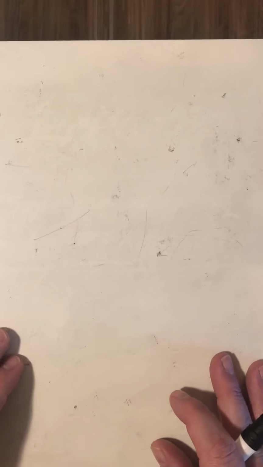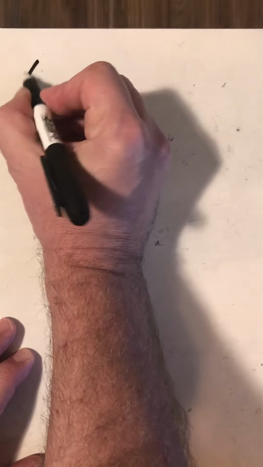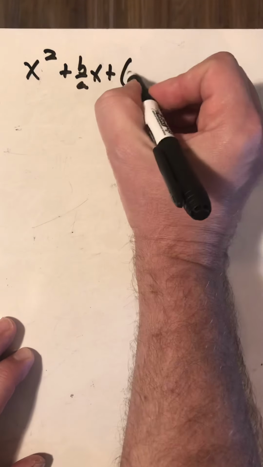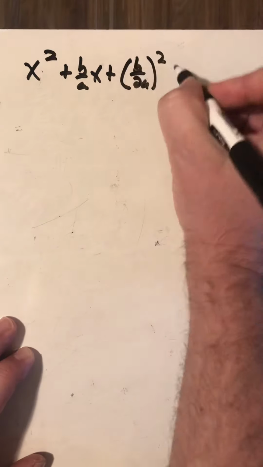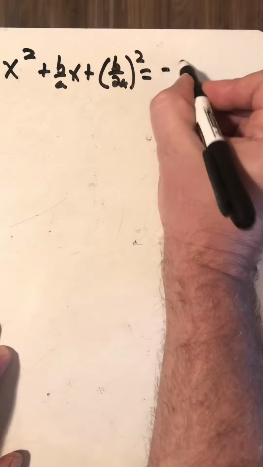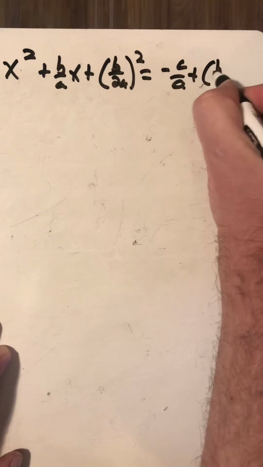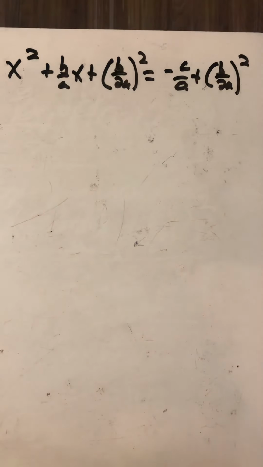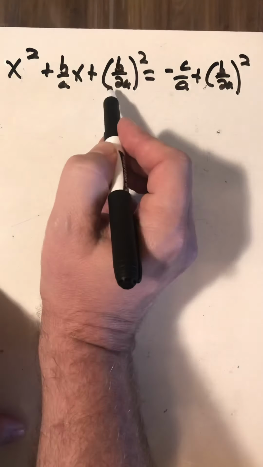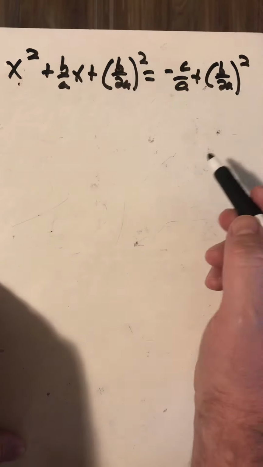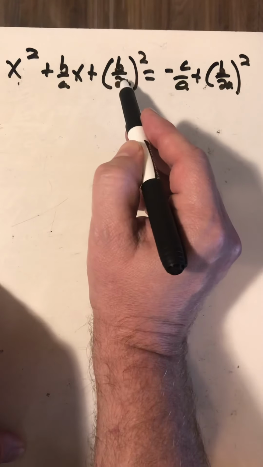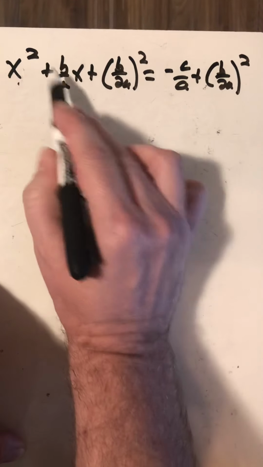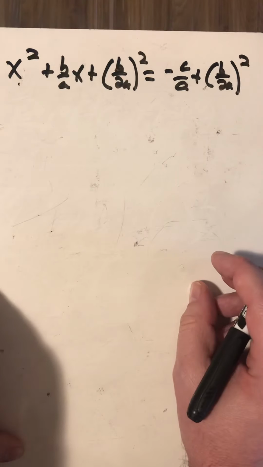So I'm going to rewrite what we had on that last one. I had x squared plus b over a x plus b over 2a squared equals negative c over a plus b over 2a squared. Okay? So that's what we left off with. So now let's go ahead and factor this. This is a perfect square trinomial. Take the square root of this, take the square root of that, multiply it by 2. Notice when you multiply it by 2, the 2 goes away here. So that fits the form of a perfect square trinomial.